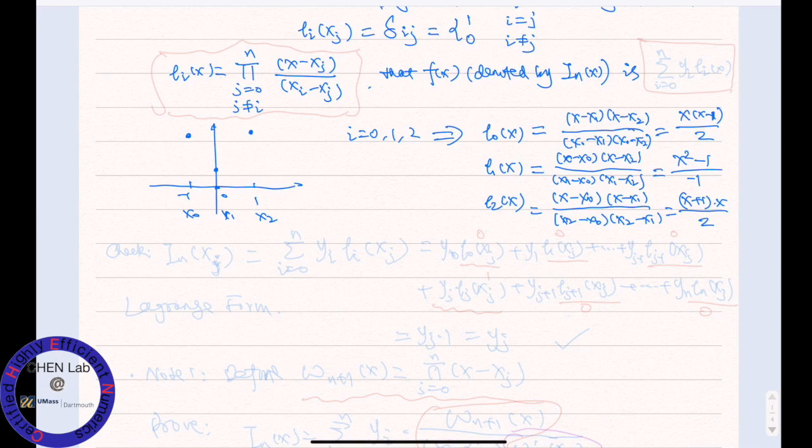Once you have those magic polynomials, the basic polynomials, what you do is take each of them, Li of x, multiply that by yi, and add up from 0 to n. Now, that's your answer. That's why it's called construction. We can construct a polynomial for that purpose.